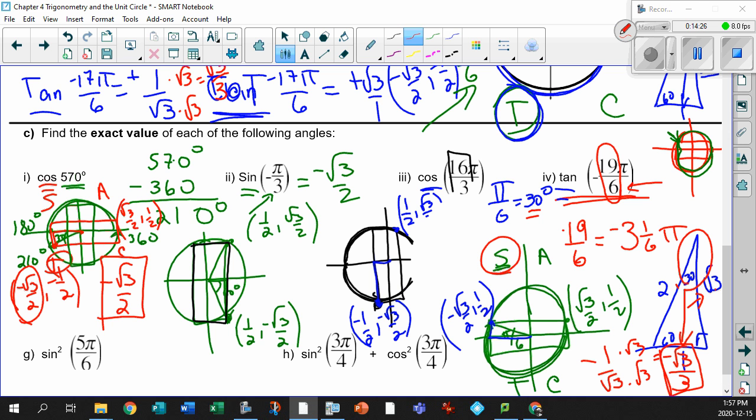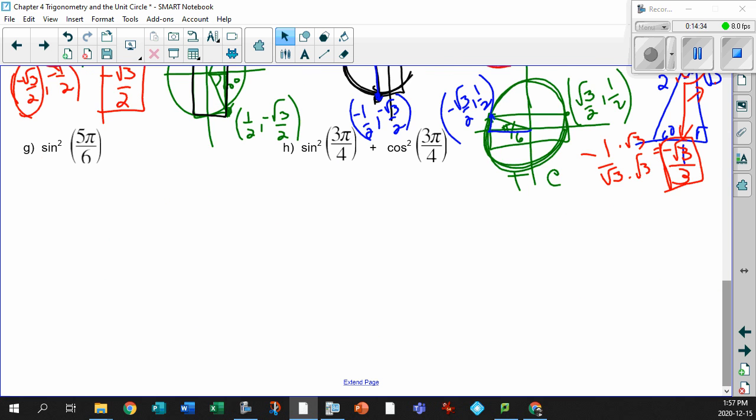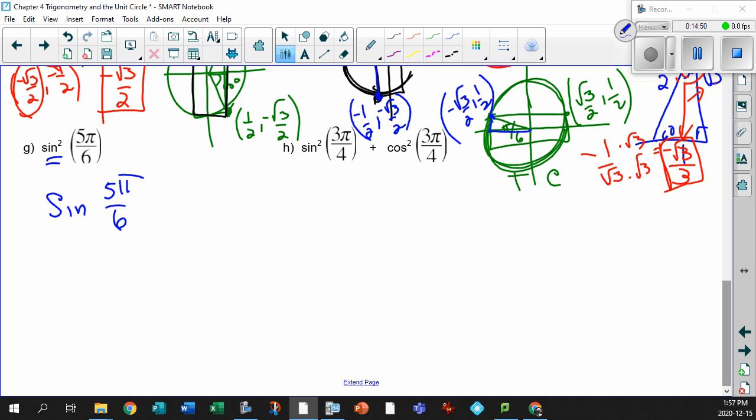That's how it's done. Now, I got a couple challenge questions for you. The challenge questions that I want to give you are these guys right down here. Check this out. What if this is a sine squared? So what? Sine squared basically means the sine of 5 pi over 6, all squared. That's what it means.